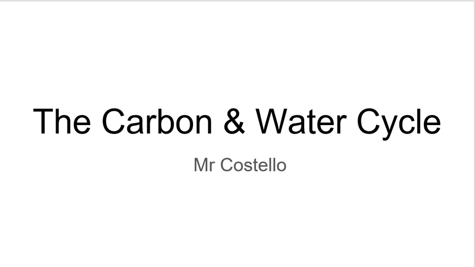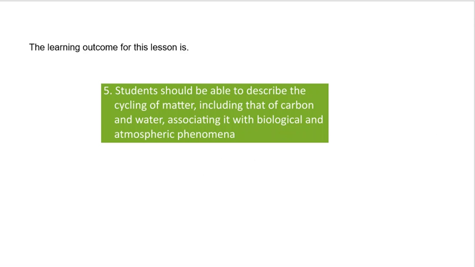So the water and carbon cycle. The learning outcome for this lesson is students should be able to describe cycling of matter, including that of carbon and water, associating it with biological and atmospheric phenomena as well. So matter and water are cycled through nature, through biological systems or through living organisms, and it also results in atmospheric phenomena like rain, things like that we see. So that's what you need to learn and understand for this learning outcome.